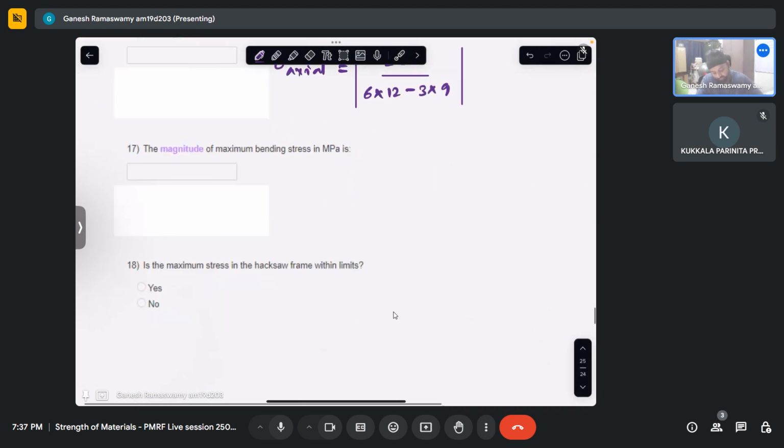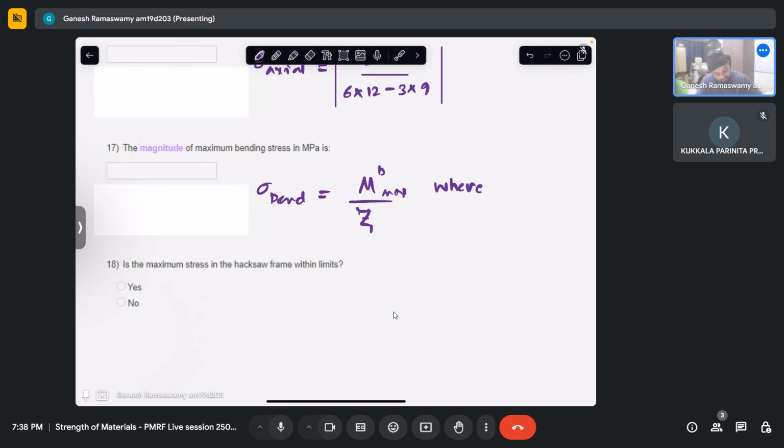What is my bending stress? From the flexure formula, I know my bending stress is nothing but Mb by Izz into y. What will be the maximum bending stress when y becomes max? y is the total depth by 2. So actually speaking, this will be Mb max by Z, where Z is the section modulus.